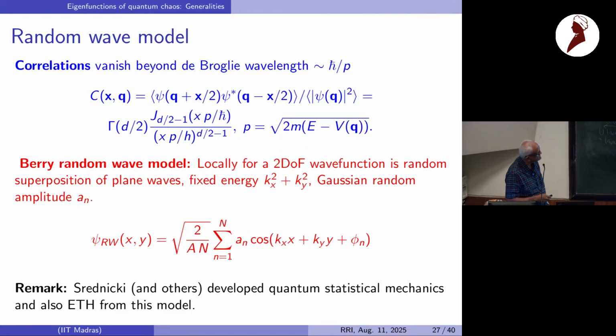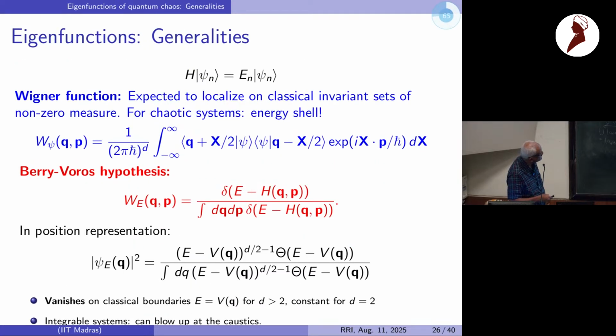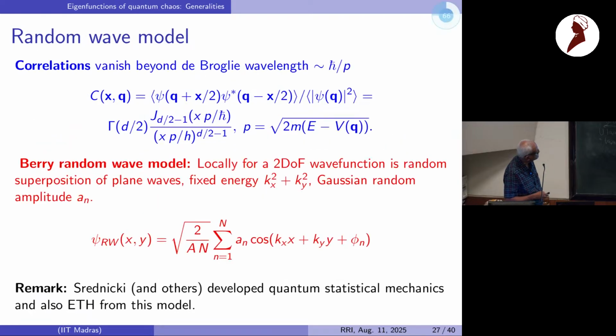You can ask for correlations, 2-point correlation in these wave functions. And you can derive these 2-point correlations between the points x and q, defined like this. You can average over some small local region. But this comes out really easily because this Wigner function itself already has the structure. So you just have to take the Fourier transform of this Wigner function here and then derive this. And you can derive that this is a Bessel function of order d by 2 minus 1. The argument is x times p divided by h bar, where x is this x, and p is related to q like this.